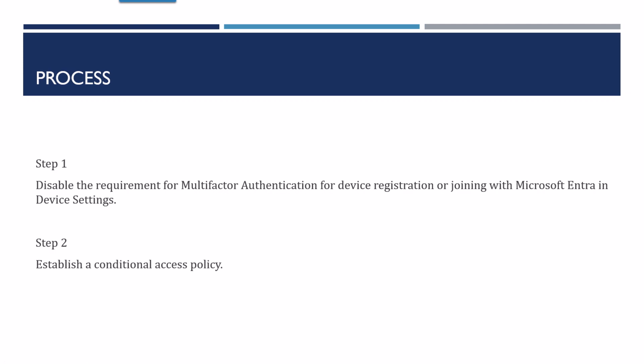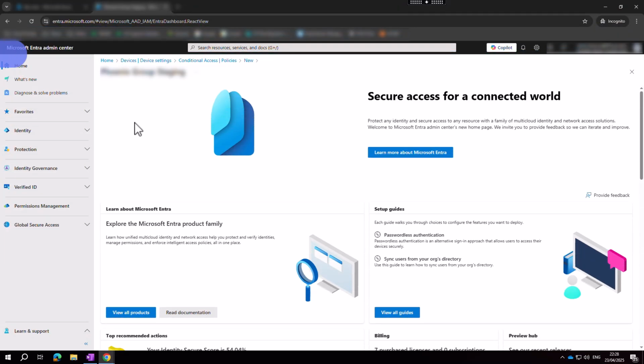Step 1. Disable the requirement for multi-factor authentication for device registration or join with Microsoft Entra in device settings. Step 2 is to establish a conditional access policy. We will begin with logging into the Microsoft Entra Admin Center portal with our cloud account and navigate to Identity.